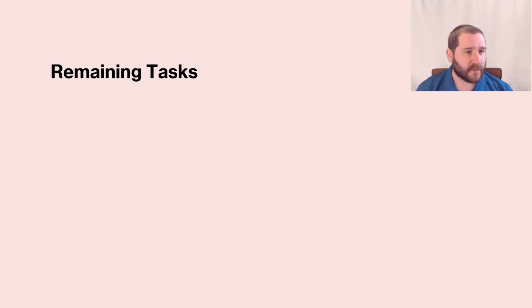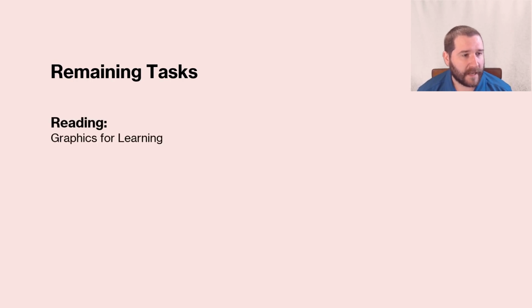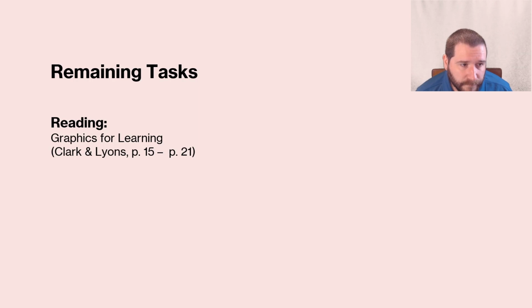Today, the things you should be working on to finish off: there is a reading posted. I was able to find a PDF copy of that Graphics for Learning book, so feel free to look through all of that if you'd like. But it is 400 pages, so specifically, I'd like you to read pages 15 to 21 to really see how Clark and Lyons introduce these different types of instructional images. But the whole book is there if you'd like to look around.